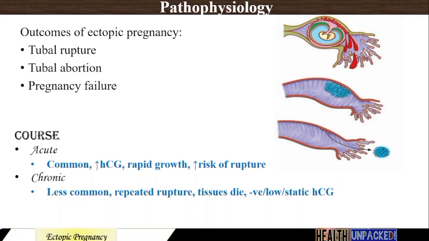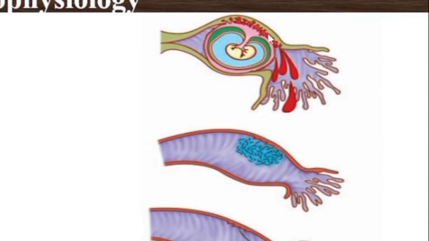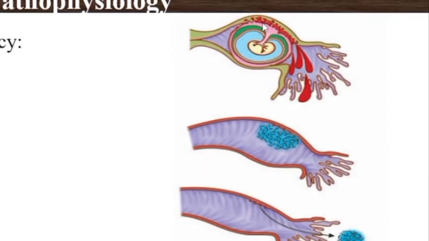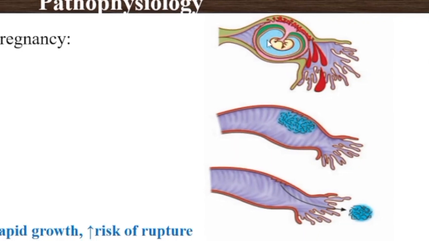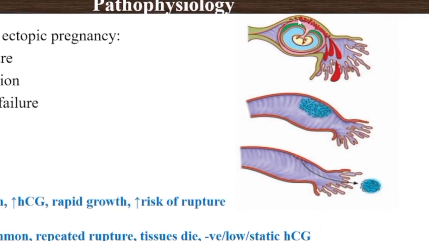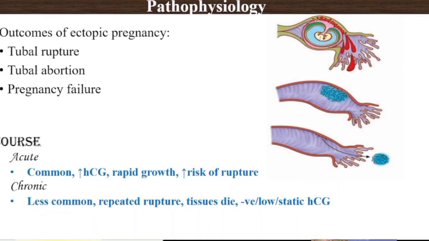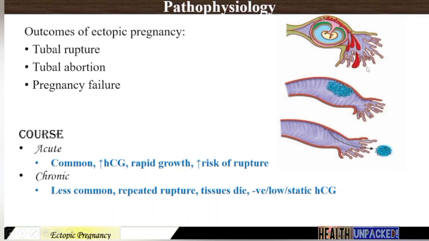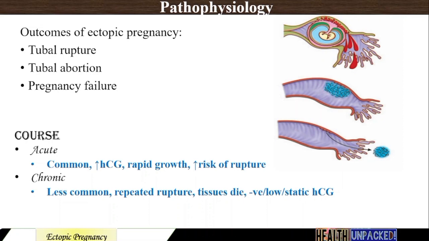Tubal abortion: look at this picture. The implanted site of the ovum or the embryo is aborted, then it will just go outside of the tube to the abdomen. It will be absorbed, or it will implant secondarily in the abdomen. So that's the outcome of ectopic pregnancy.